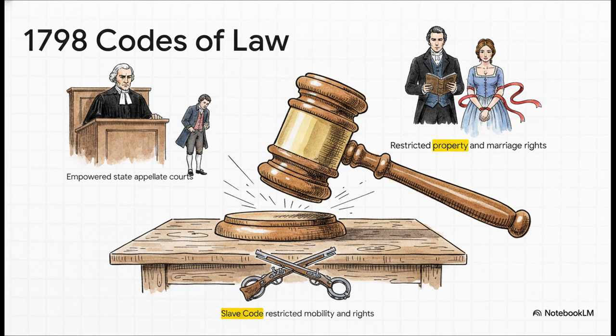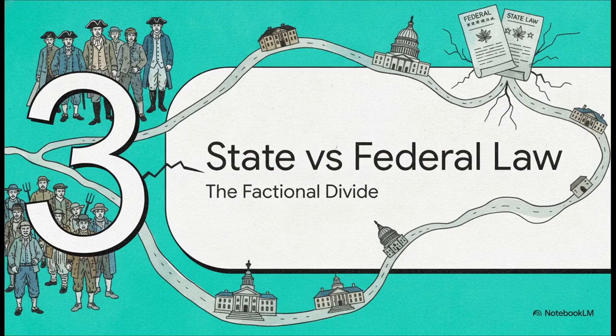On top of all that, they empowered state appellate courts. By leaning heavily on strict English common law, these higher courts started overturning the informal, kind of common sense rulings of local county squires. Basically, the frontier was being systematically ordered from the top down. Which brings us to Section 3, state power versus federal law and the factional divide.